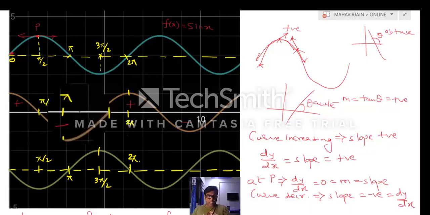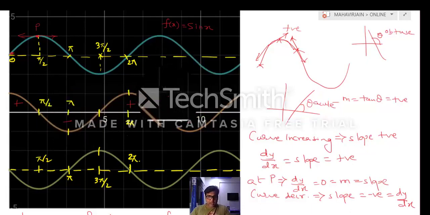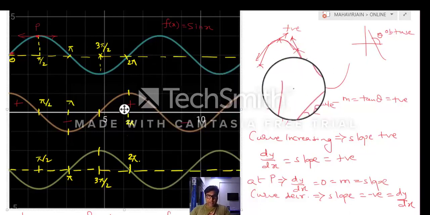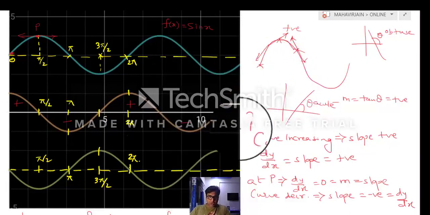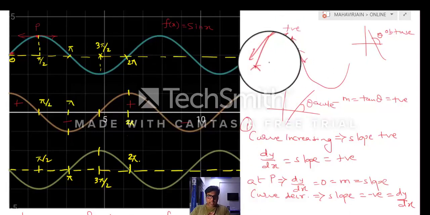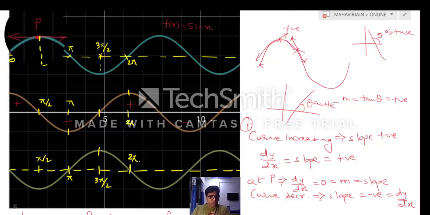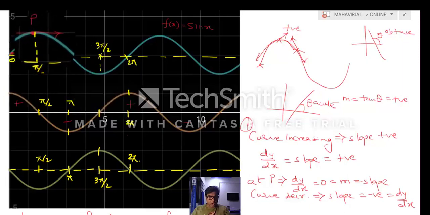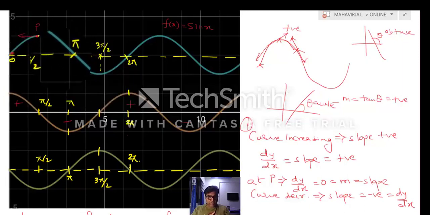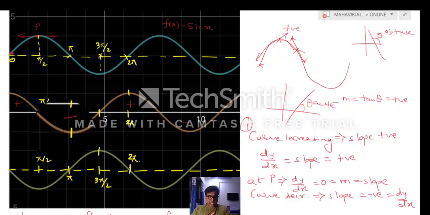So 3 important points which you need to understand. The very first point: curve increasing. Curve increasing, that means this part. This part, curve increasing, so slope positive. That means derivative positive. Next thing: curve decreasing, so the slope negative. So derivative negative. I hope this is very clear.